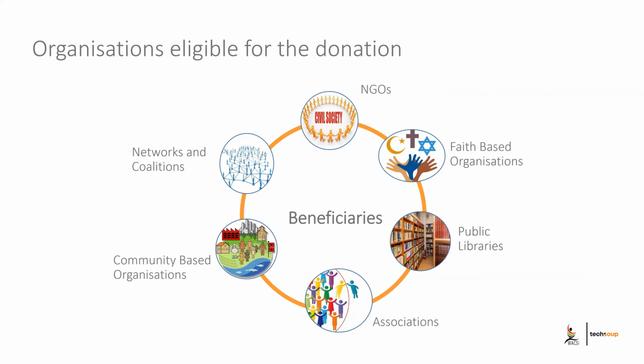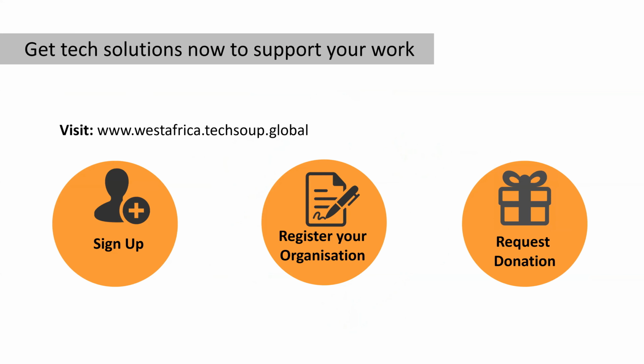Now, to be able to get access to the applications, you go through 3 simple steps. Now, the first step is for you to sign up, and then you register your organization. So the signing up process entails signing up as an individual that is designated by your organization to register on behalf of your organization, so that you are the contact person or the lead person for your organization.